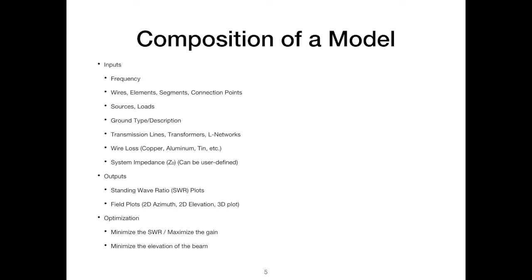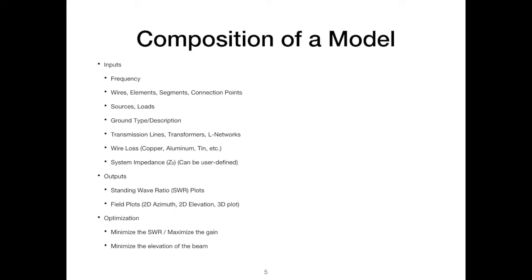Transmission lines, transformers, and L networks. You can model those in the software. Wire loss, and I tend to think of this as more like wire type. Is it going to be copper? Is it going to be aluminum or tin or whatever? There's some capability in there for user-defined wires. System impedance, this usually defaults to 50 ohms, but you can override that and specify your own impedance.